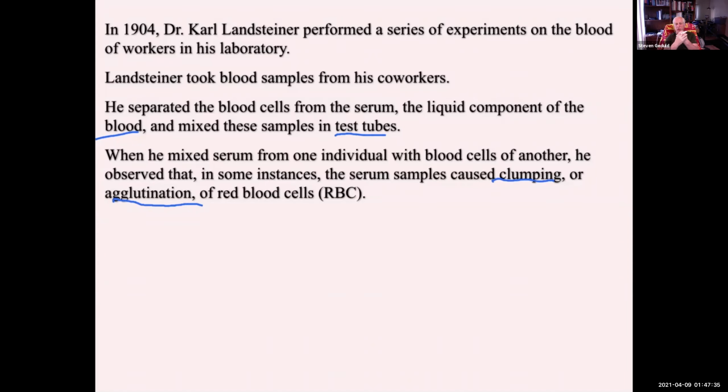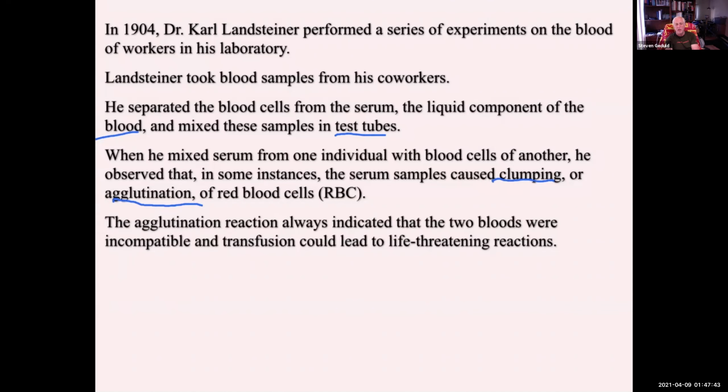That would clog the bloodstream, that would cause death. Some of them mixed together and it didn't do that. So the agglutination reaction always indicated that two blood types were incompatible. If your blood types are incompatible, you get agglutination. And the reaction could lead to life-threatening consequences because it stops your blood from flowing. It clogs up the entire artery.